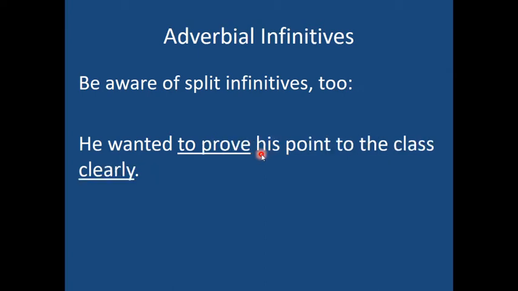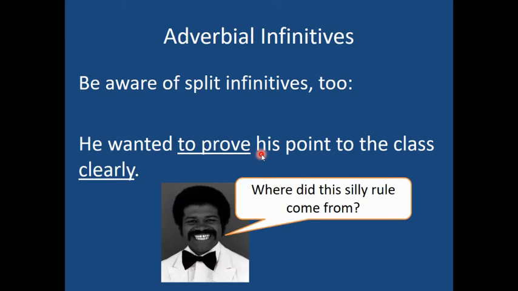Now, a split infinitive is easy to fix because all we have to do is simply move that word "clearly" somewhere else in the sentence. So you just kind of pick it up and you drop it somewhere. "He wanted to prove his point to the class clearly." All right. And so you can move it around if you wanted to. You can say, "Clearly he wanted to prove his point to the class." "He wanted clearly to prove his point." "He wanted to prove his point clearly to the class," as long as it's not between the "to" and the "prove," because we've created a split infinitive.